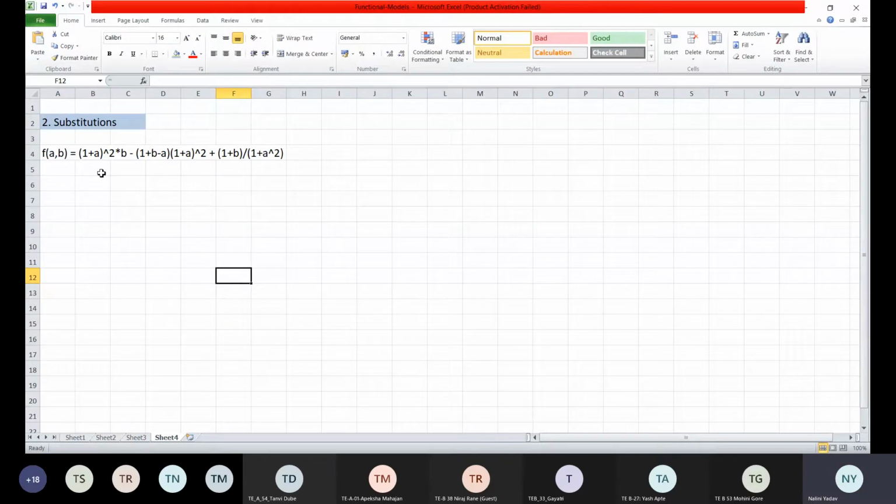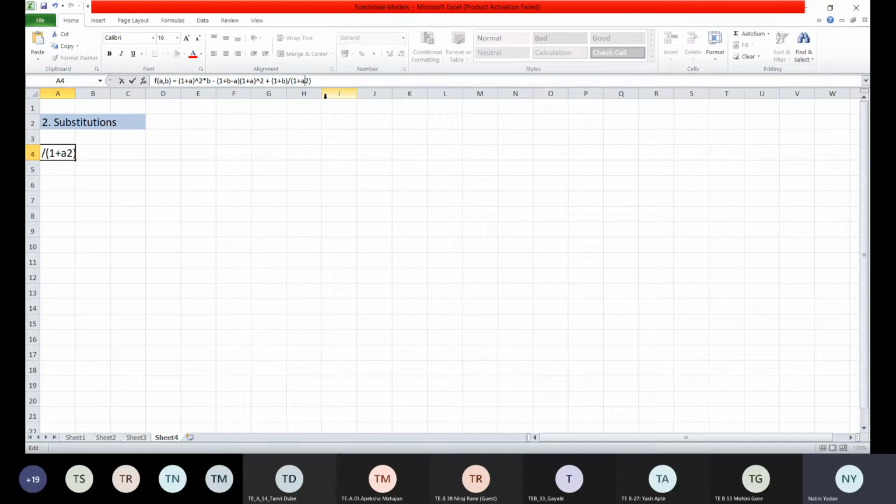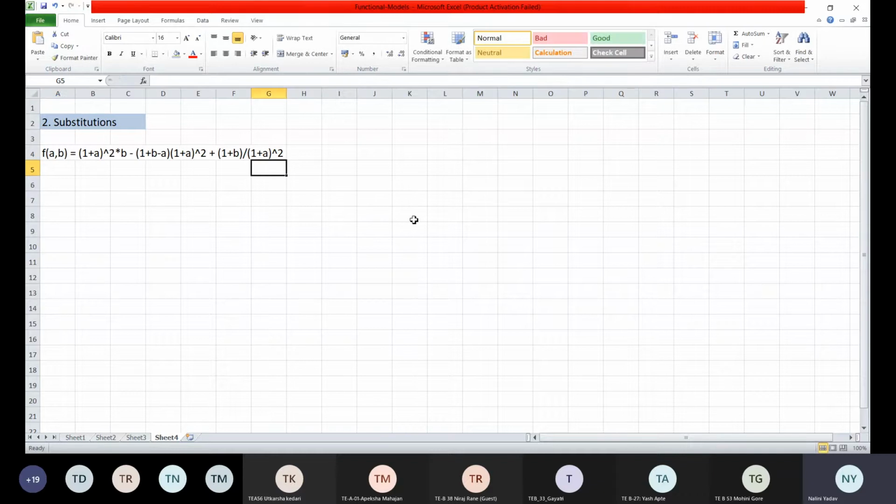Now here there are a few terms which are getting repeated. What are those terms which are getting repeated in the given expression? Can anybody tell me? 1 plus a whole square. This is also by mistake written like this, a whole square. So the term 1 plus a whole square is getting repeated, and even 1 plus b is also getting repeated.